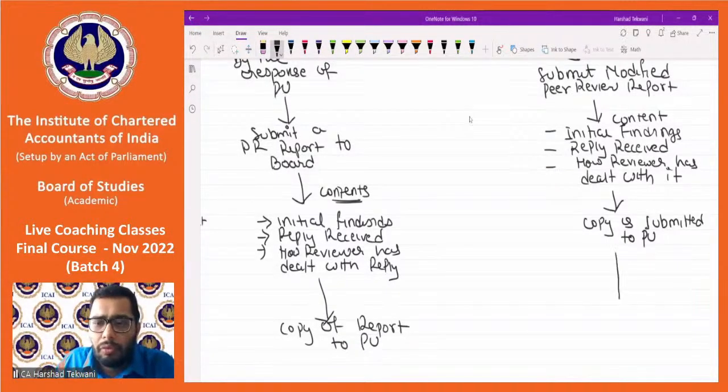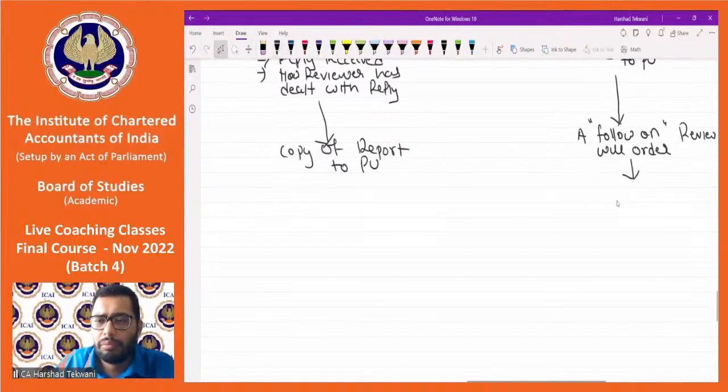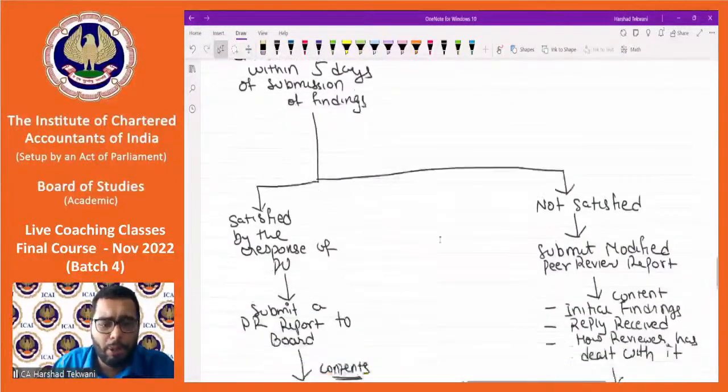A follow-on review will be ordered after 1 year from the date of issue of report. So this is how the peer review procedure is done, the reporting procedure of peer review.